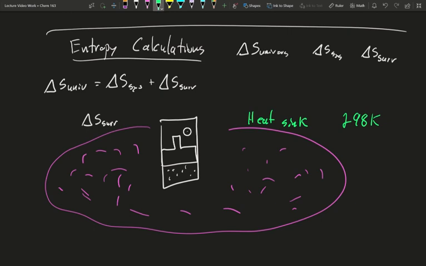Well, if our piston is to move up, our inside gas can expand. It spreads out. It has more volume to expand into. This increases the number of possible positions and therefore increases the entropy inside our system. However, as the gas expands, it's going to cool, and we need it to stay at 298. So energy has to flow into this to warm it back up, to maintain the temperature.